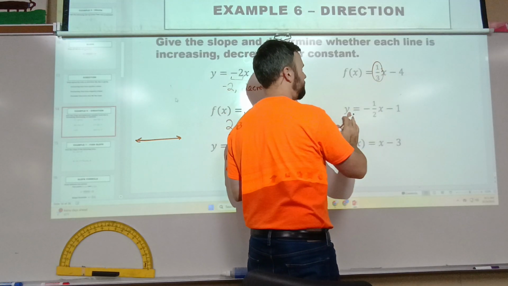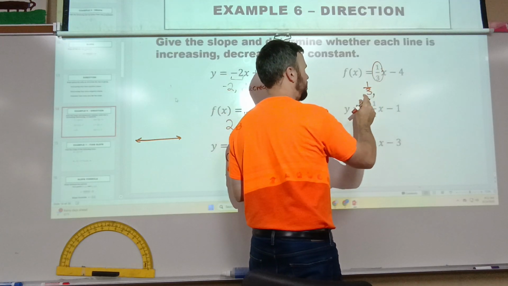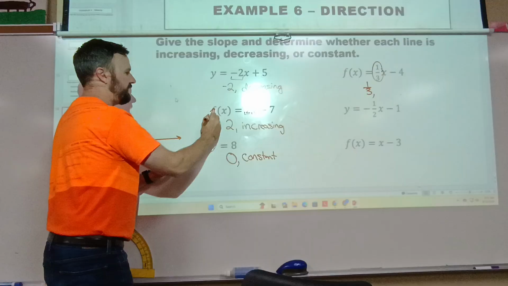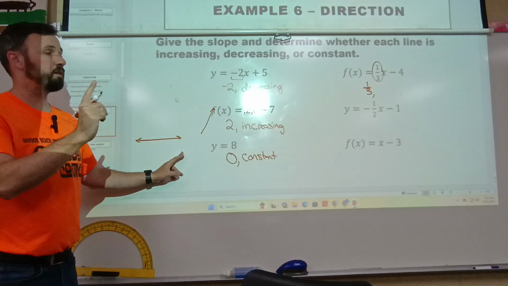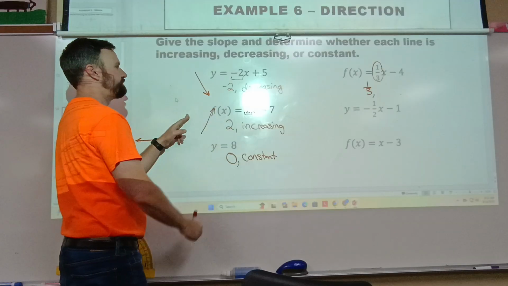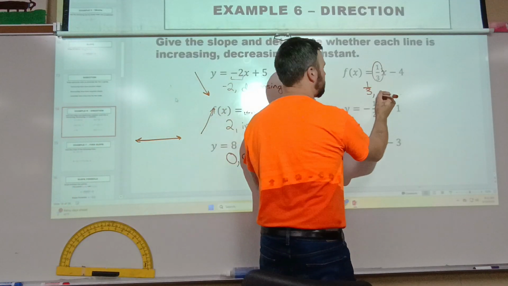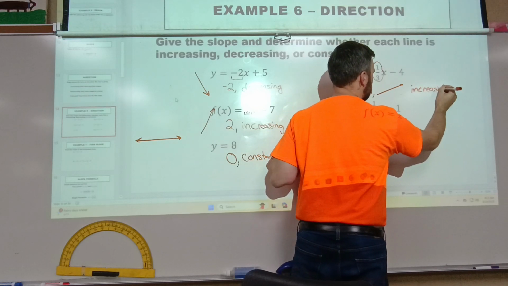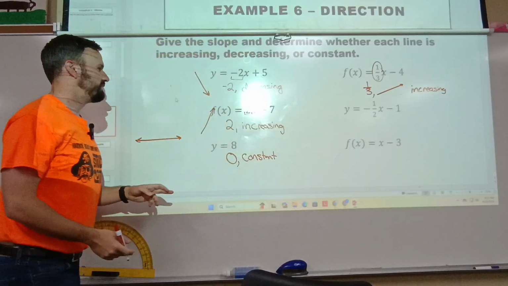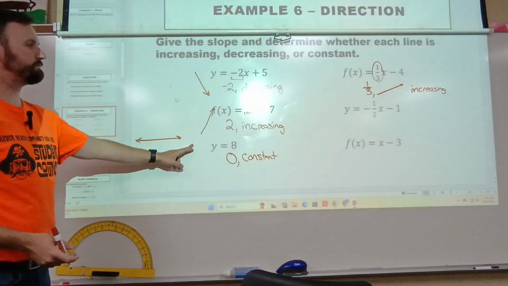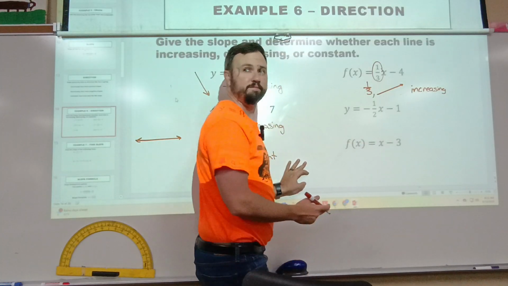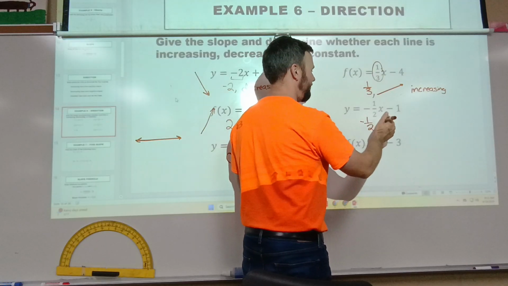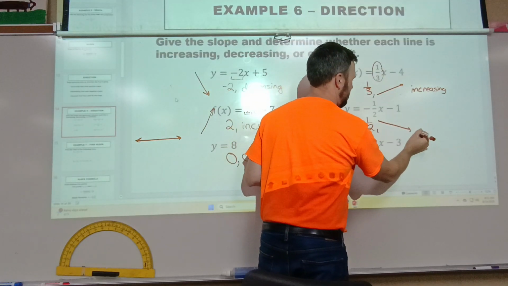Oh, a fraction. 1/3 is my slope, which means it's... So think about this. If that's a 2, that's going to look like that. That's going up pretty quick. 2 for every 1. -2 is going down pretty quick. 1/3 is going up just a lot slower. It's still increasing. It's like me running. I will still increase my distance, just a lot slower than probably everyone else in here. -1/2. That's going to be a slow decrease.